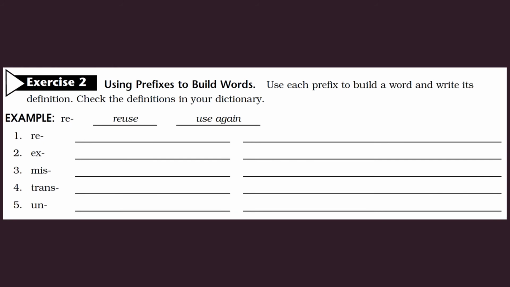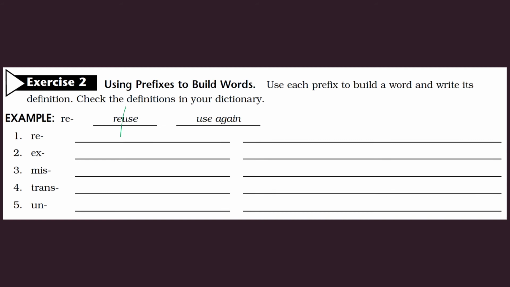So the second exercise, using prefixes to build words. Now we have to build our own words. Use each prefix to build a word and write its definition. Check the definitions in your dictionary. For example, I have to come up with my own word. We have re and the word is use. Reuse. It means use again. So you have ex, mis, trans, and un.